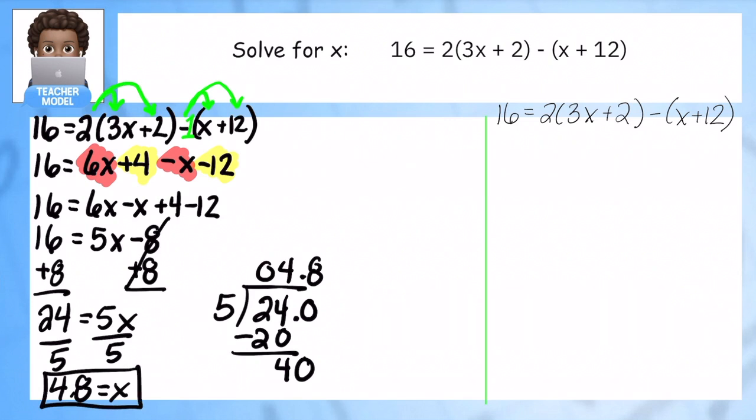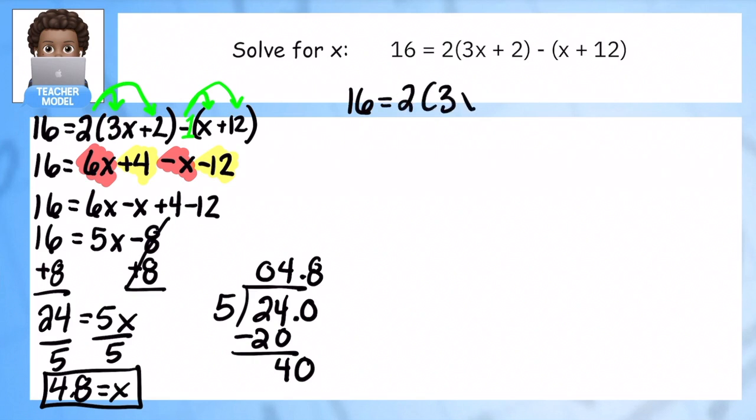All right, so big takeaways. We started by just distributing. We did our distribution up here. Then we identified our like terms. We rewrote it so our like terms are next to each other. And then once we combined like terms, it was nice and easy to isolate the variable. So we're pretty good so far. Let's go into our check.